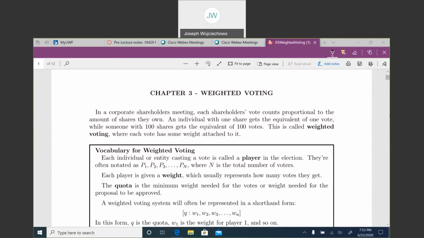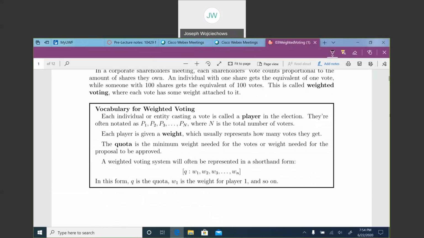Okay, today we're going to look at something called weighted voting. This is typically in a corporate shareholders meeting. Each shareholder's vote counts proportional to the amount of shares they own. An individual with one share gets the equivalent of one vote, while someone with 100 shares would get the equivalent of 100 votes. This is called weighted voting.